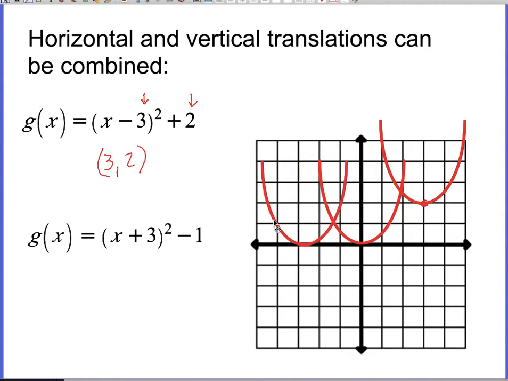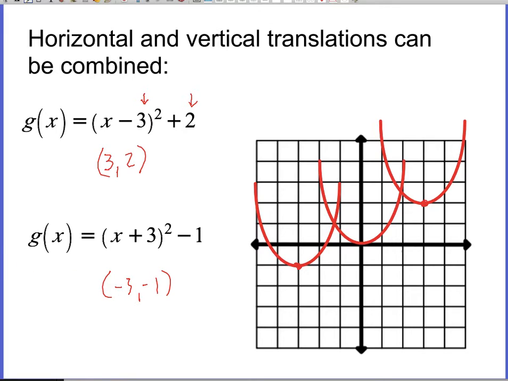Left 1, 2, 3, down 1. And look at where my vertex is. My vertex is at 1, 2, 3, down 1. So my vertex is at negative 3, negative 1. The equation, once again, has told us where the vertex of the new parabola is. That's really, really exciting for us, guys. It's really handy for us to be able to know the vertex just from the equation, because that makes graphing the equation very, very simple.